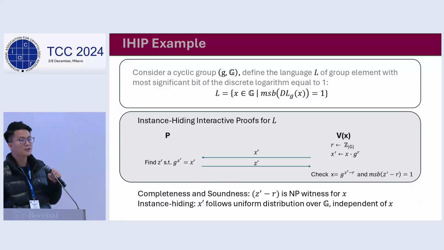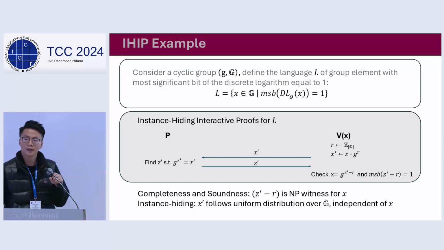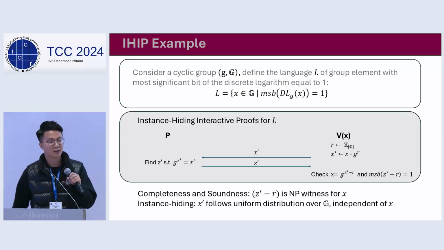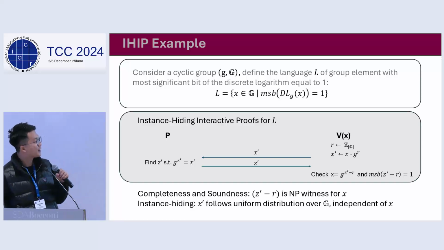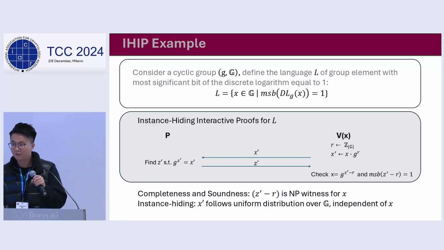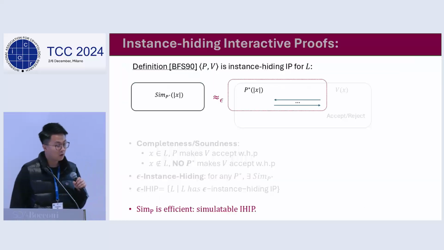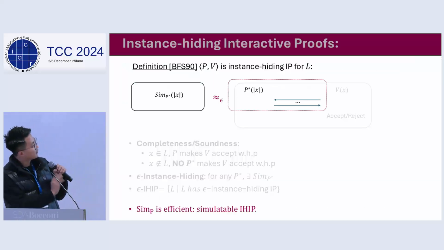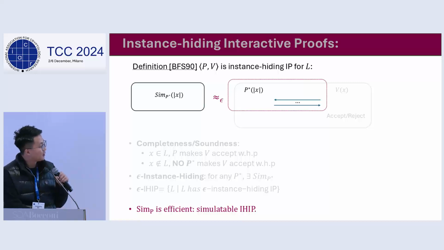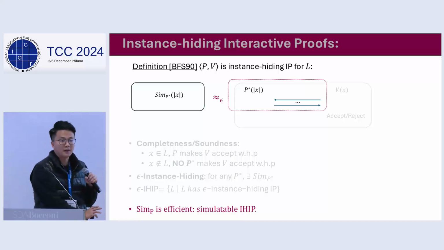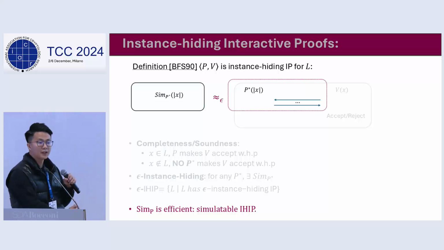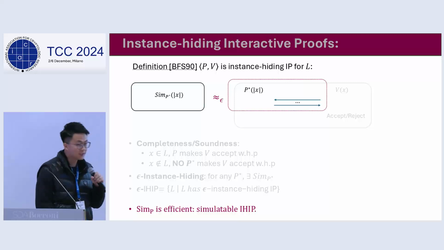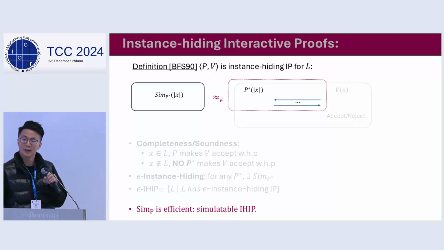We notice that the protocol is perfectly complete and sound, because here z' minus r serves as the NP witness of this input instance. And it's also perfectly instance hiding, because the distribution of x' is independent from the input. So the prover learns nothing about the input at all. Moreover, for this particular language and this particular protocol, the distribution of (x', z') is efficiently sampleable. This means that we can efficiently simulate the honest prover's view. And for this special case, we call it a simulatable HIP.